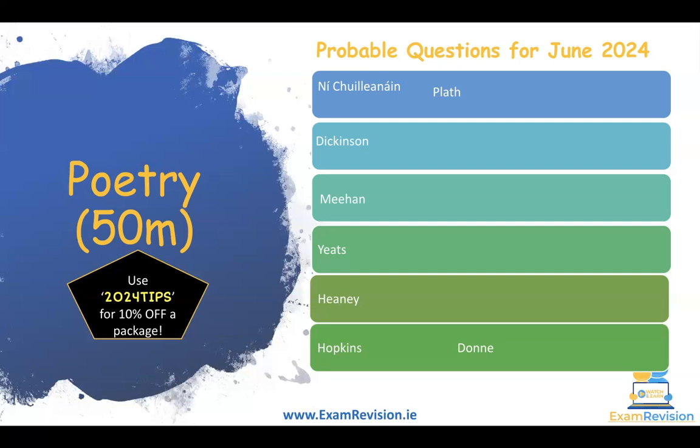Heaney, another Irish man, but in 2023 he received the Nobel Prize for his work, and he wasn't on the 2023 paper. So likely he would come up in this paper. And Hopkins was prescribed 6 times and he only came up once. And Donne was on the paper last year. So I picked Ní Chuilleanán, Plath, Heaney over Yeats, and Hopkins over Donne.